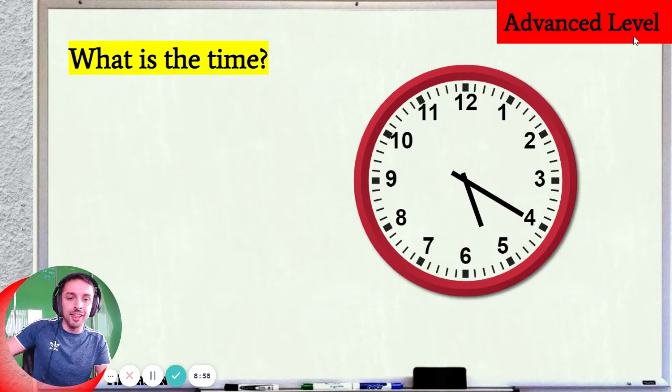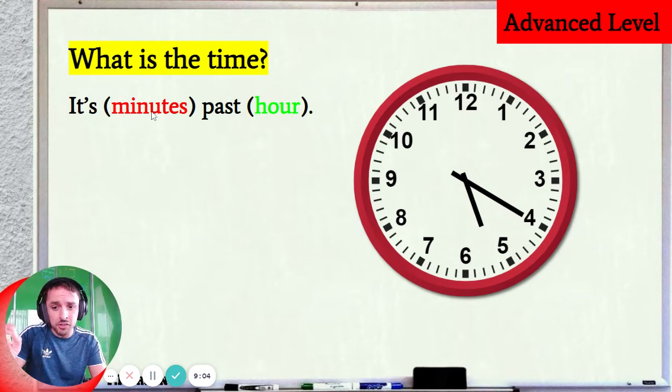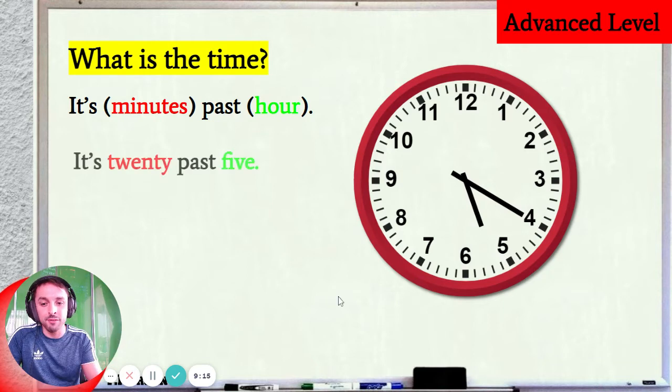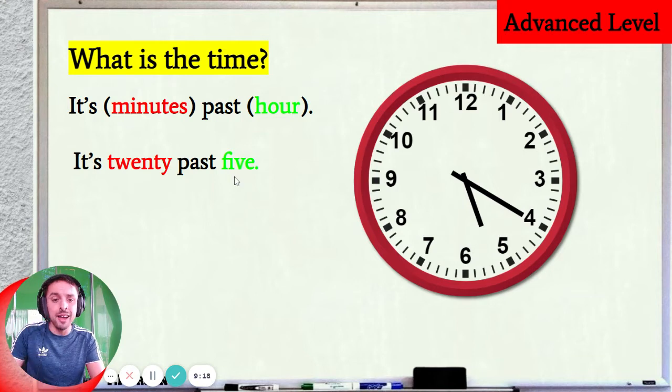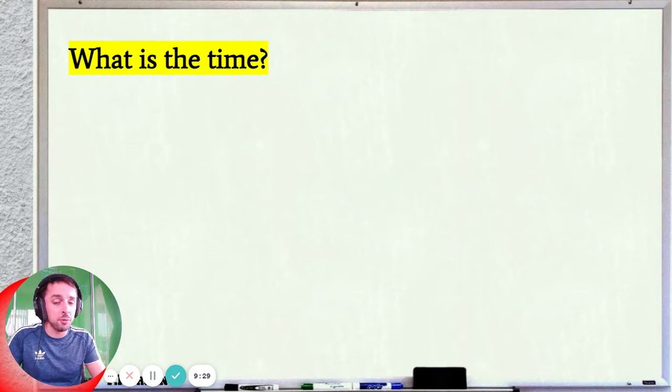Okay, now let's do some advanced level. So this time, what is the time? This time we say it's, then we say the minutes first, then we say past the hour. So what's the minutes? It's 20 past, what's the hour? 5. It's 20 past 5. It's 20 minutes past 5 o'clock. Okay, let's do another one.